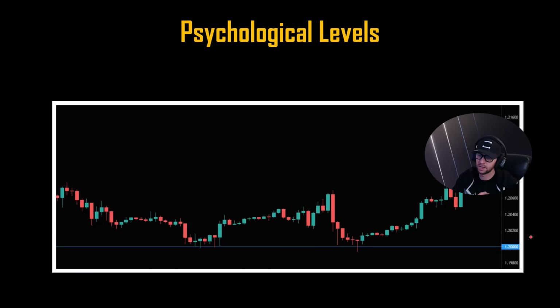So here's a perfect example of a chart from a psychological level. This is a perfect example of how 1.2000 has been hit multiple times. It's bounced off of that area, it's bounced off of here. But nonetheless, like I said, that's an exact price.